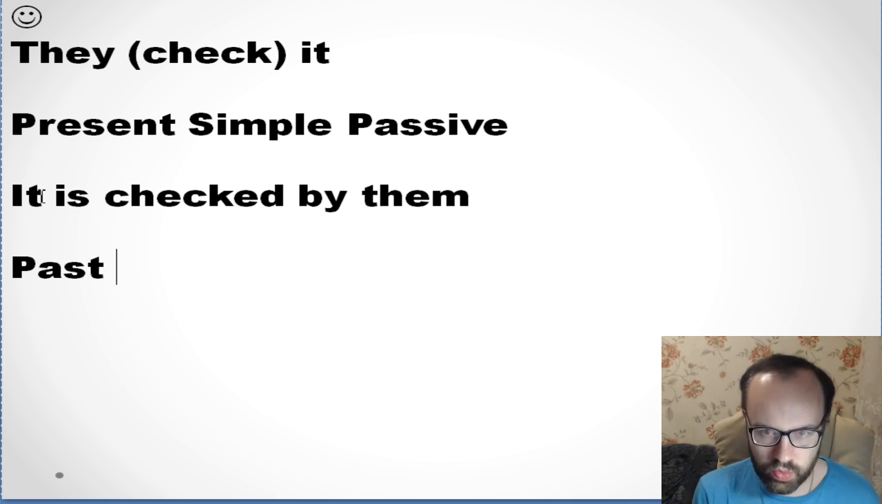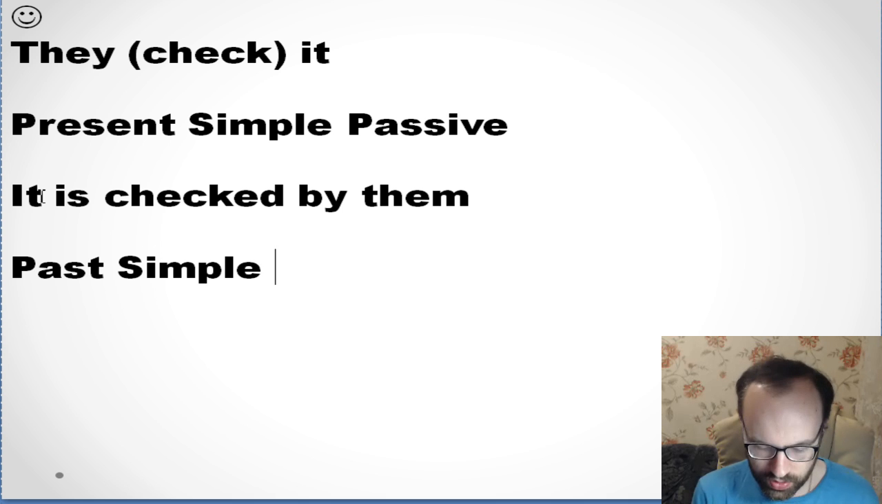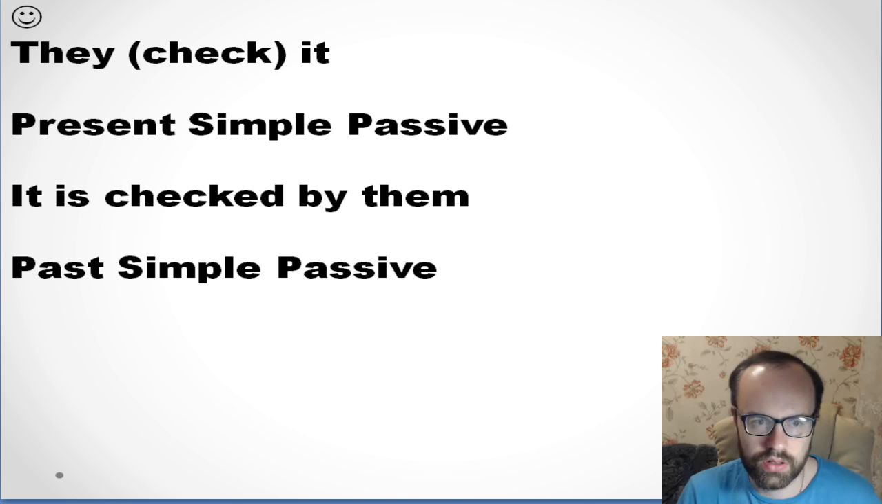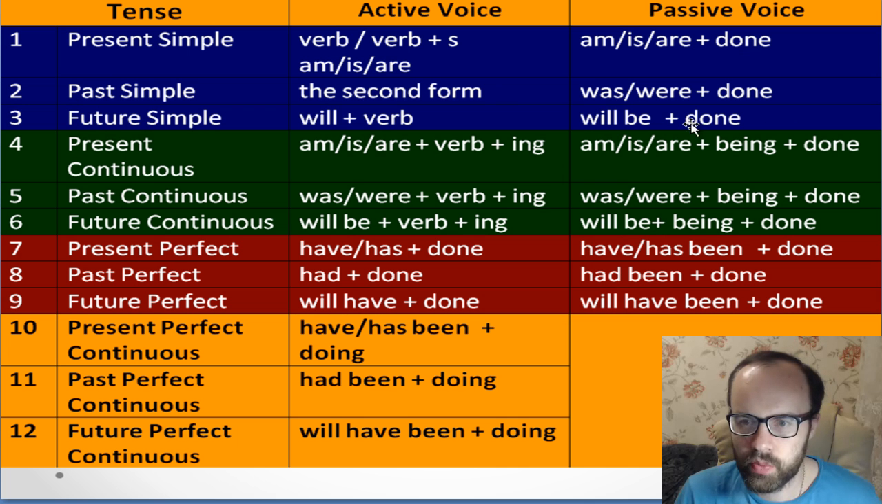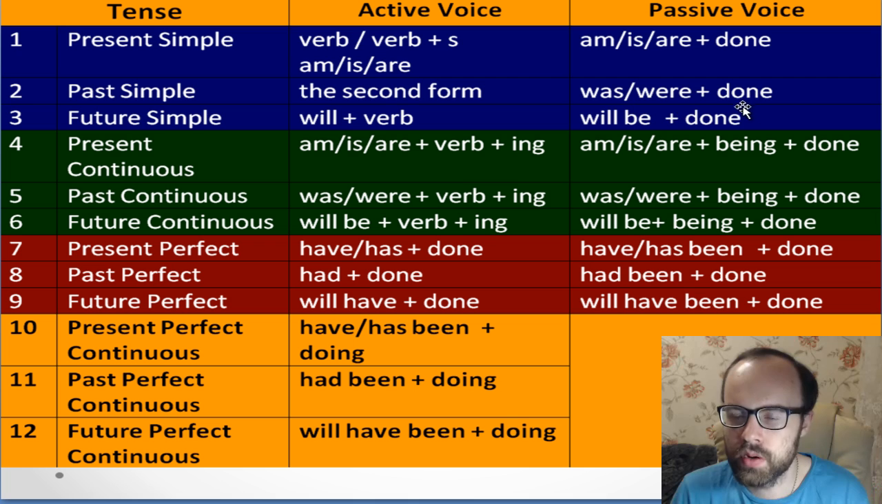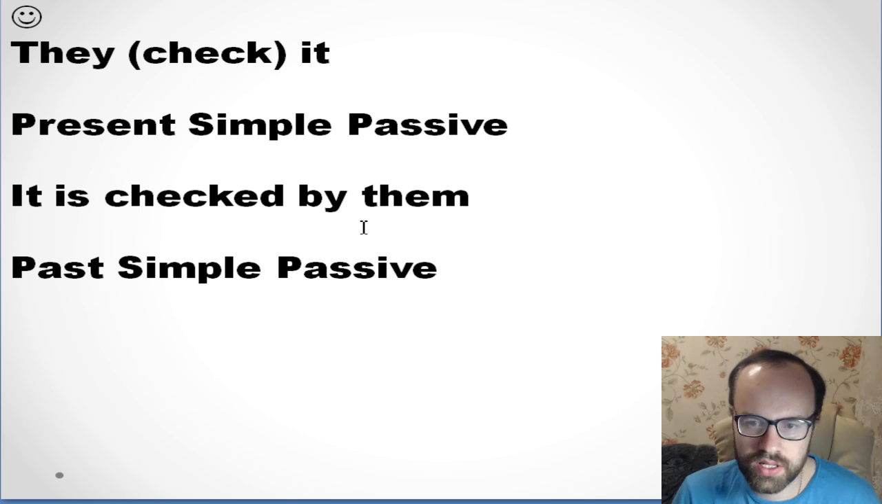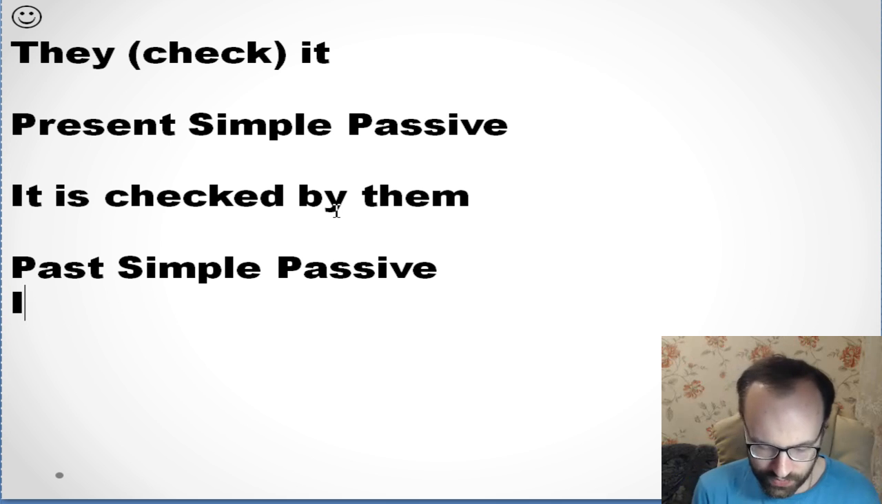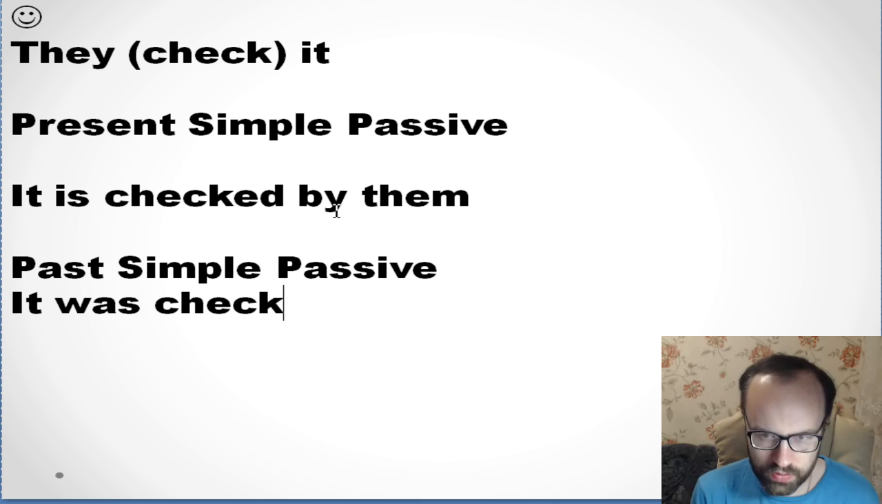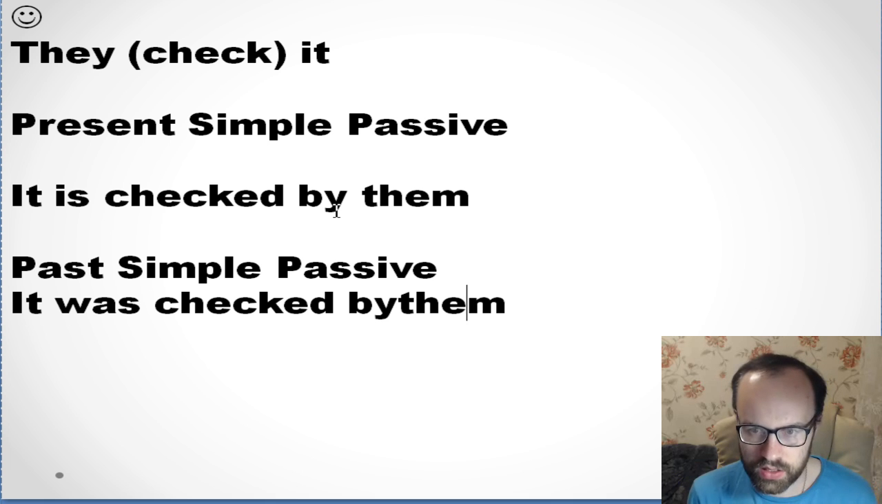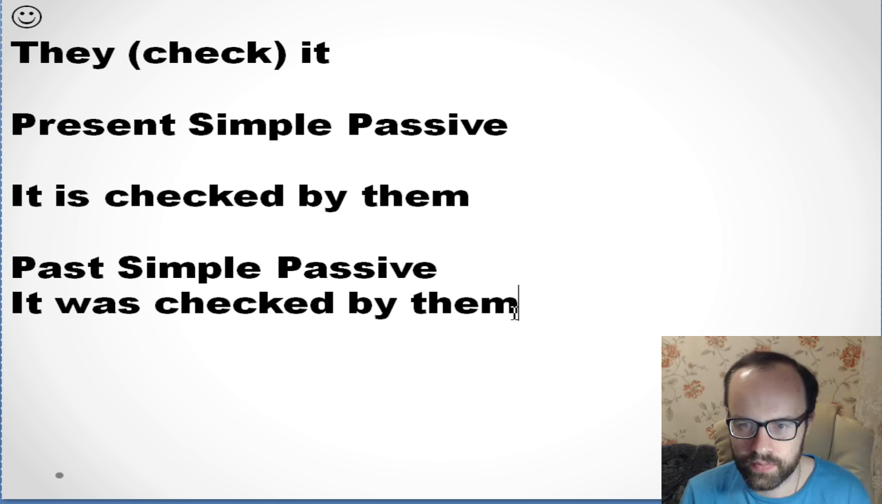Good. Past simple passive. So past simple passive: was or were plus the third form, or plus done, it means the third form. Okay, so we say it was plus the third form. It was checked by them.